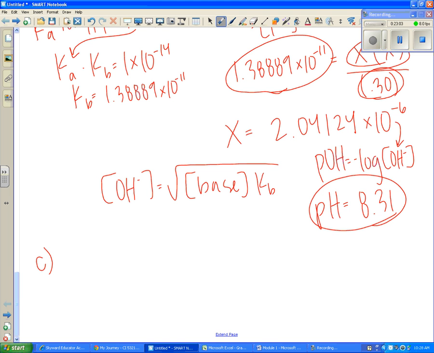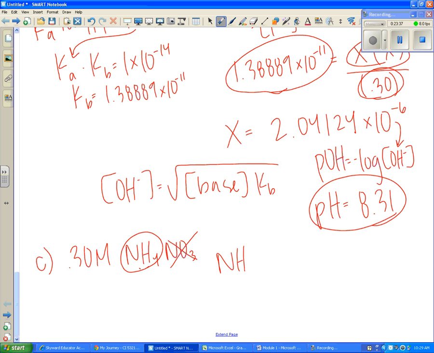So in C, we have a 0.30 molar solution of ammonium nitrate. The ammonium ion comes from ammonia. Ammonia is a weak base, so what kind of conjugate acid is the ammonium ion? Strong, so it will have the ability to affect the pH. Will the nitrate ion have the ability to affect the pH? No, it comes from a strong acid, so it's a weak conjugate base, so it does not affect the pH.